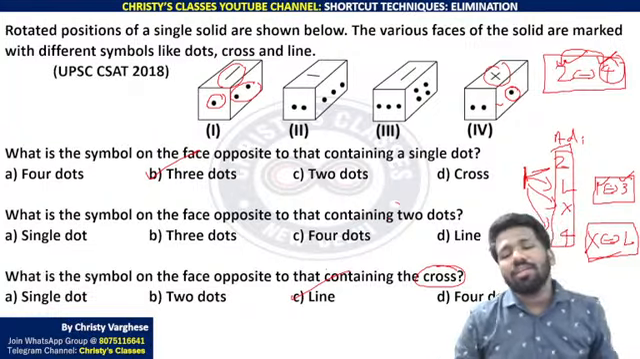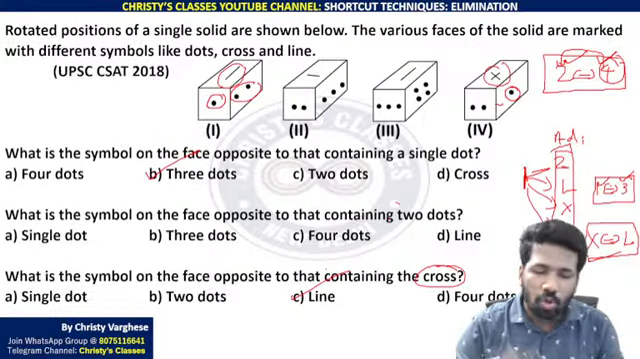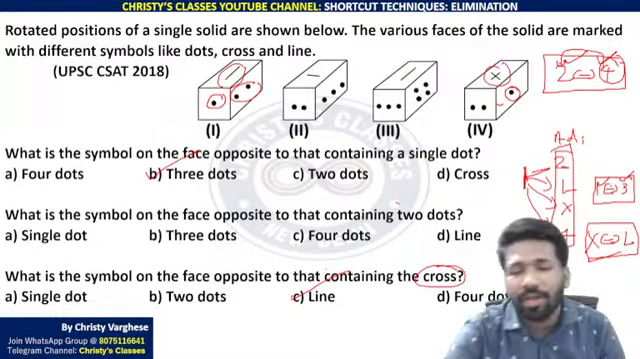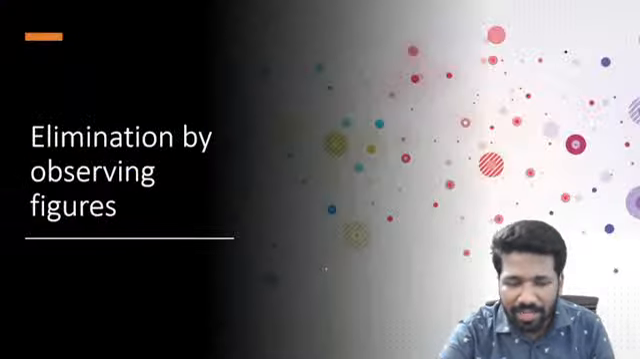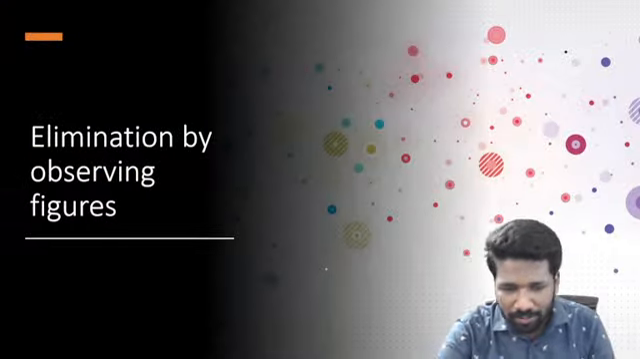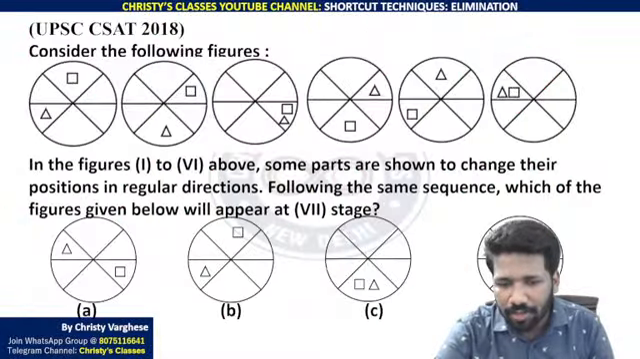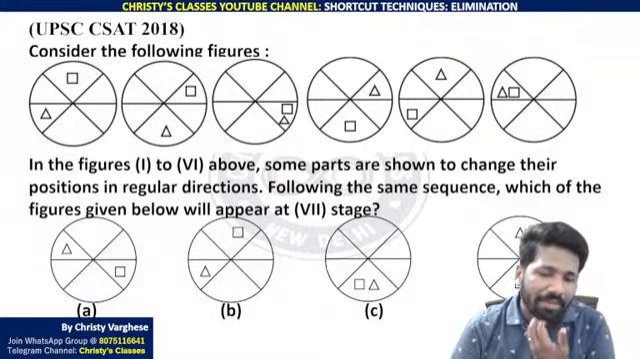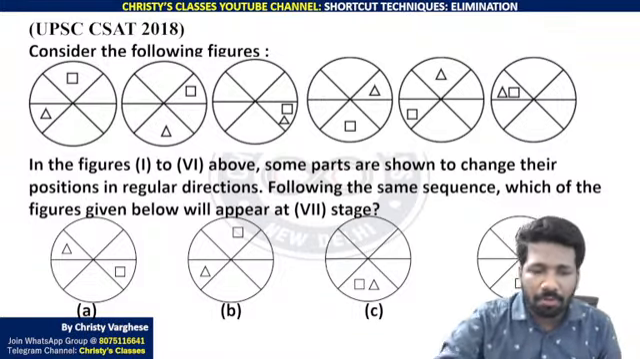Here, for elimination, we use options, and more than options we use the data itself to eliminate, because data itself is that way in cube and dice problems. So elimination by observing figures is also important. Even in the pattern chapter, symbol series or pattern chapter, this is applicable. Due to lack of time, I will start explaining.